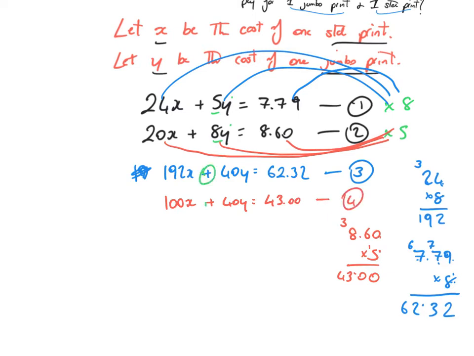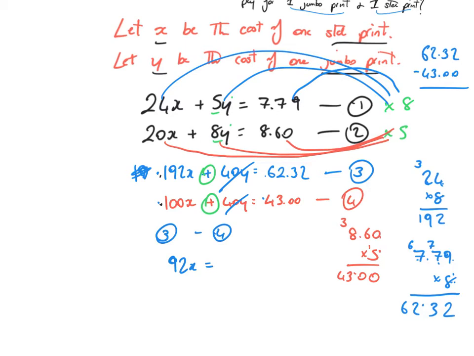Okay, the signs are the same, so I'm going to subtract. Now I could do 3 take away 4 or 4 take away 3, either of which would be fine. 100x take away 192x would give me a negative result. There's nothing wrong with that, but why not just make things a wee bit easier and do 3 take away 4. 192x take away 100x, 92x. 40y take away 40y cancels out. And then it's £62.32 take away £43.